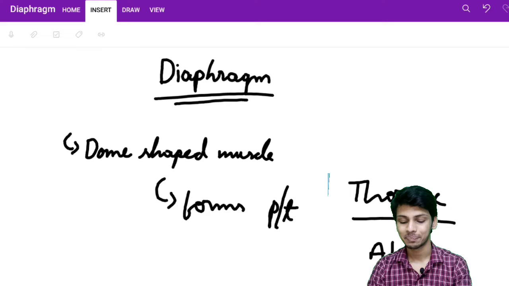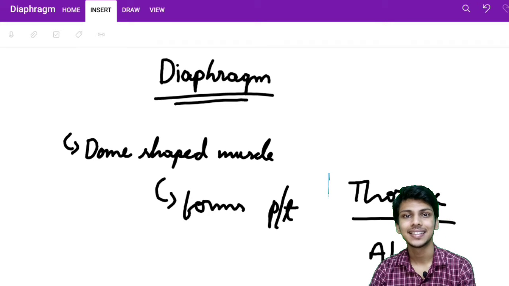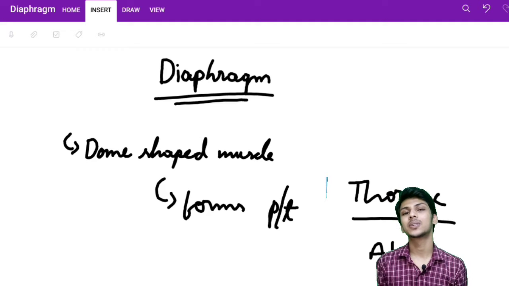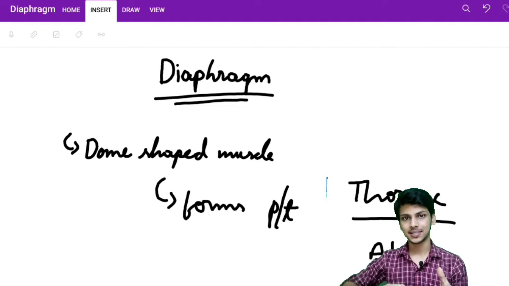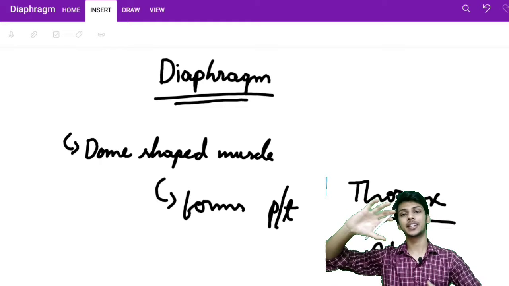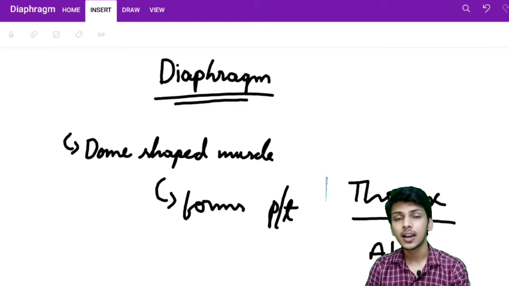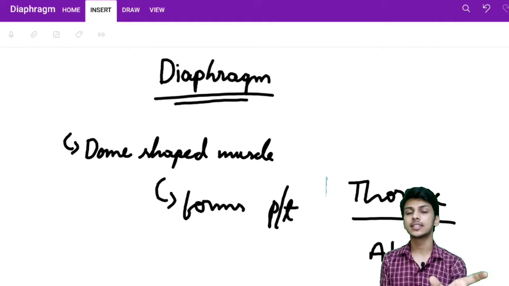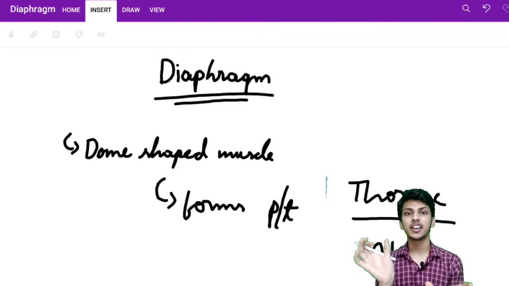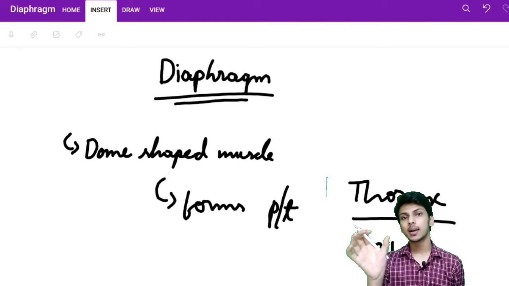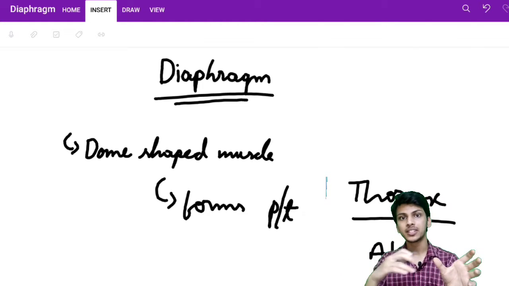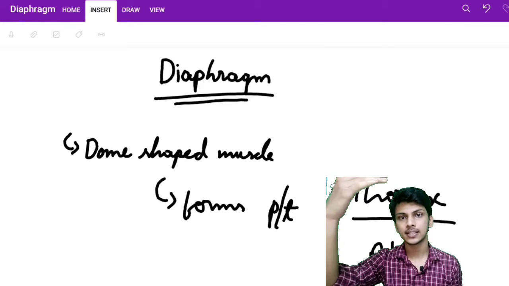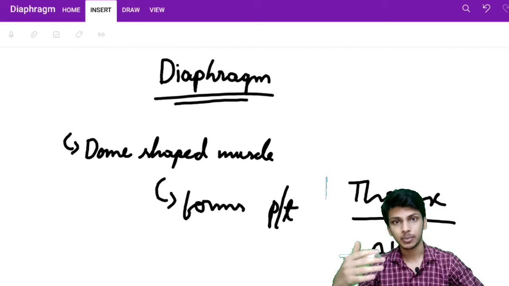Okay, let's start. What is the diaphragm basically? Here we are discussing the thoraco-abdominal diaphragm. The thoraco-abdominal diaphragm is a dome-shaped muscle which separates the thoracic cavity from the abdominal cavity, isn't it? In Greek, the word diaphragm is derived from two Greek words, dia and phrama. Dia means apart and phrama means a fence. So the diaphragm is basically a fence which keeps the thoracic cavity apart from the abdominal cavity.